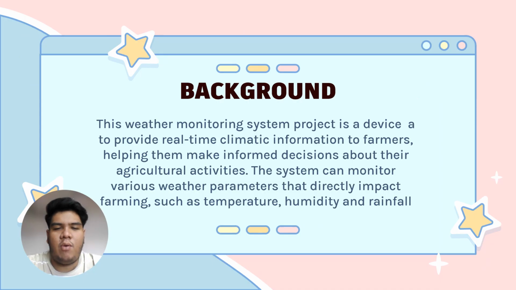Okay, now I will present to you a little bit of the background of my project. So our project is a weather monitoring system, a device that provides real-time climate information to farmers, helping them make informed decisions about their agricultural activity. The system can monitor various weather parameters that directly impact farming, such as temperature, humidity, and rainfall.